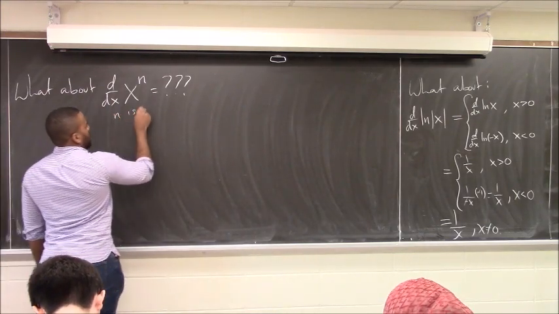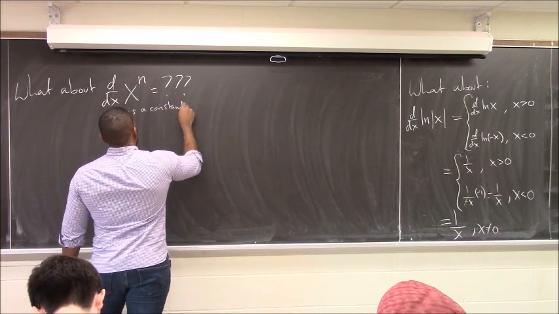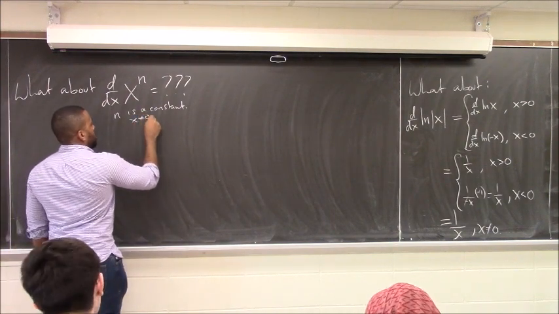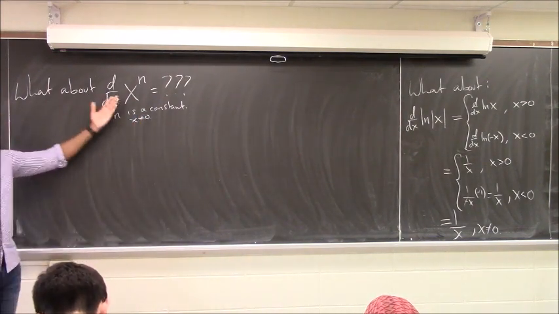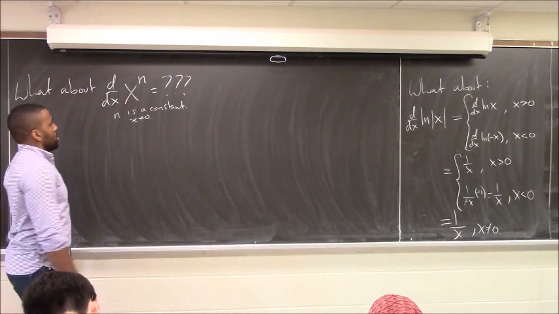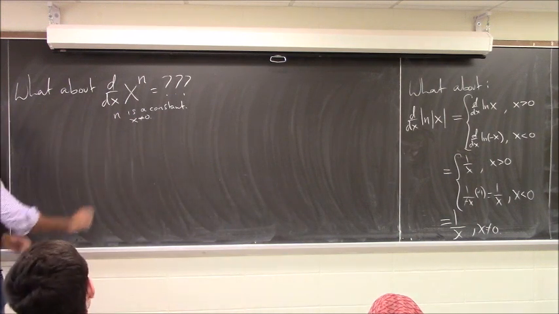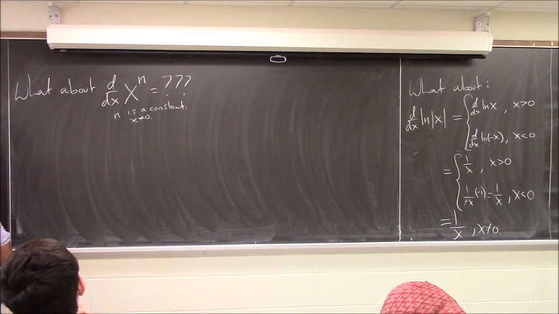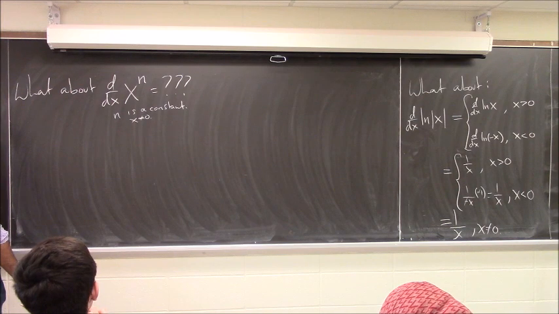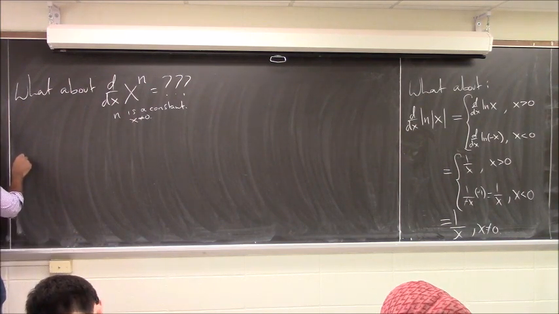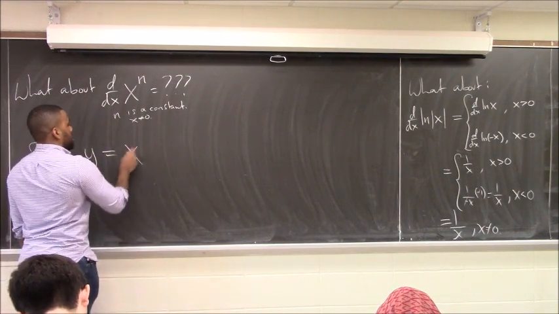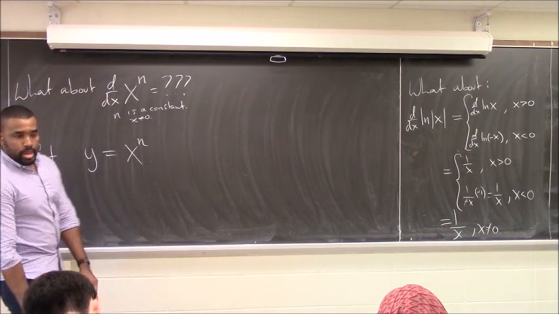So here n is a constant. And we may assume that x is not equal to 0. In the event your x equals 0, that's just the derivative of 0. You just apply the constant derivative rule. So x to the n, as long as the base is not 0. Let's see how we would take care of that. I am going to do the same thing that I did with the logarithm. Set y equals x to the n. And now I just want to find y prime.